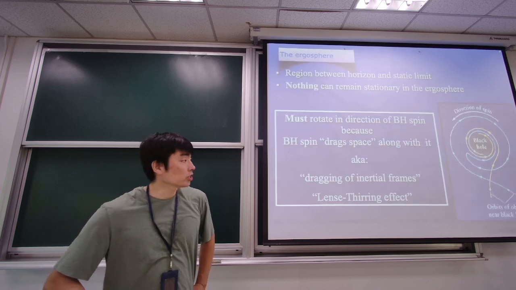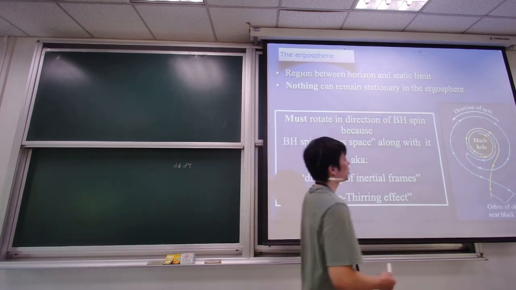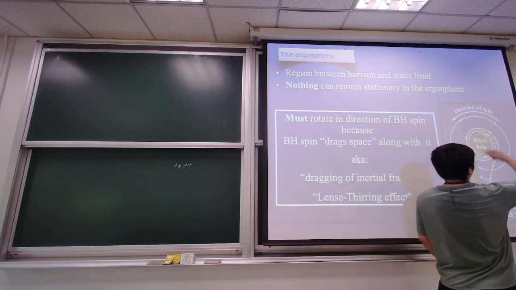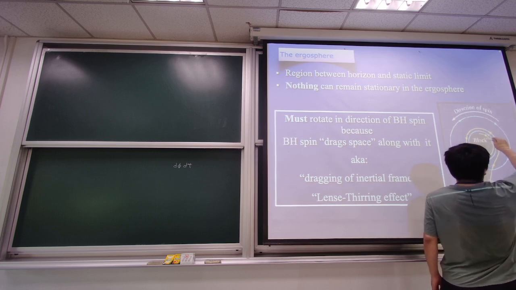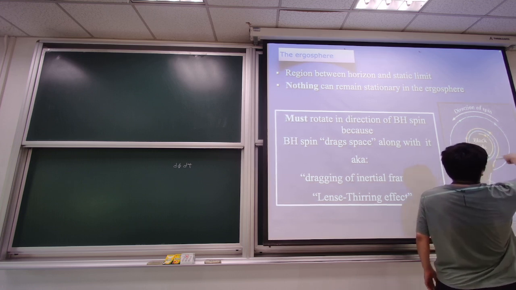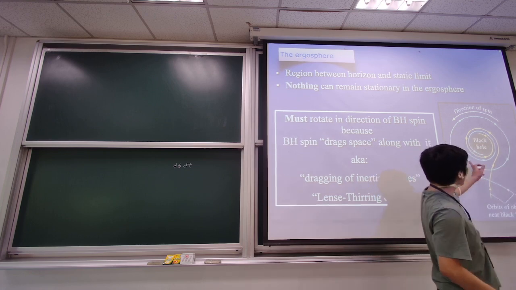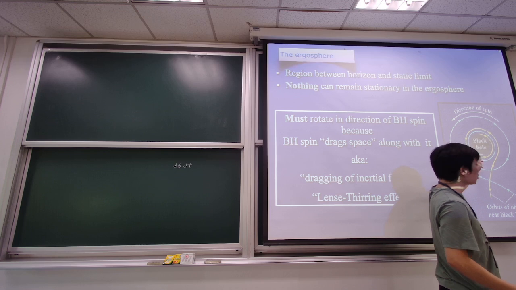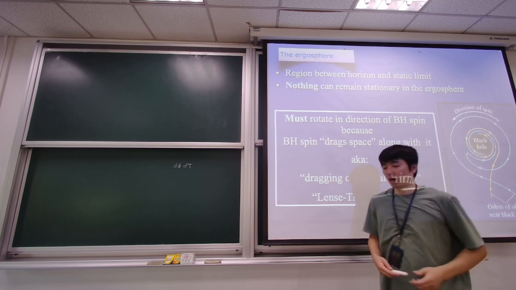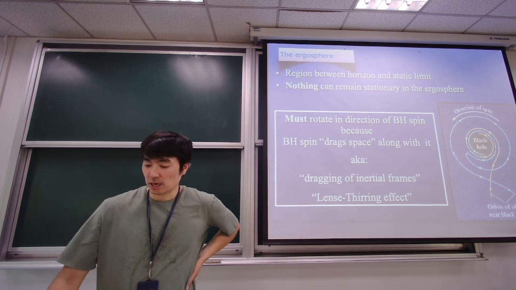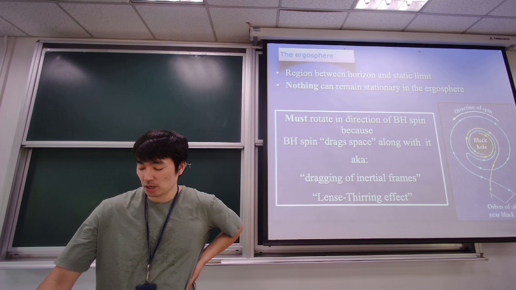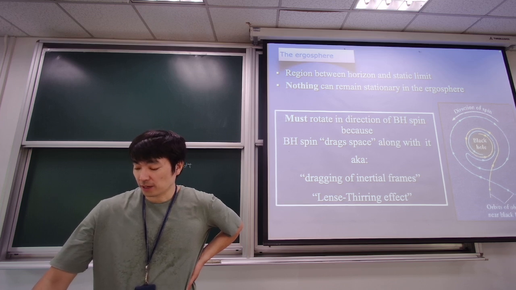As I mentioned, depending on the direction of the black hole spin, co-rotating is the yellow one, and counter-rotating is the blue one. Around the surface of our sphere, there is a force that drags toward the co-rotating direction. So that's the dragging of inertial frames, or the Lense-Thirring effect.